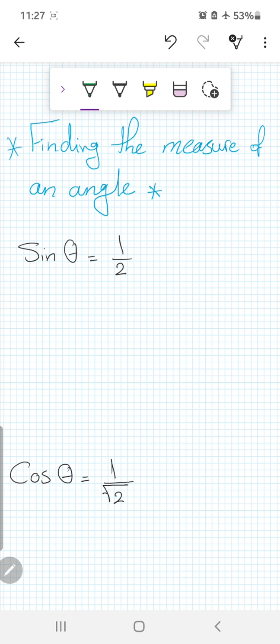Here we have the last lesson in trigonometry, which is finding the measure of an angle. As we studied last year, if sine theta equals half and we want to get the measure of theta, then theta equals, we press on the calculator shift sine, so we get sine minus 1 or sine inverse, and write half. We get the value of theta equals 30 degrees. So if you check in your calculator sine 30, the result will be half.